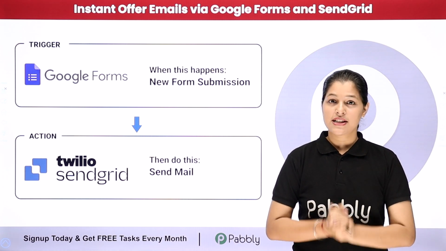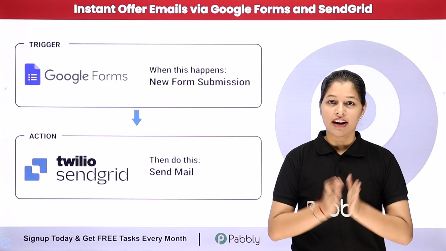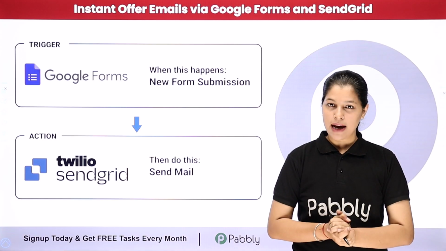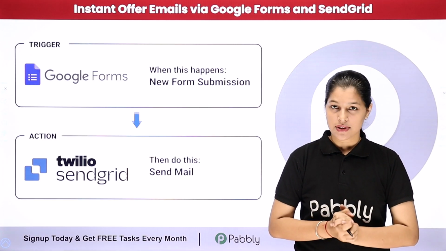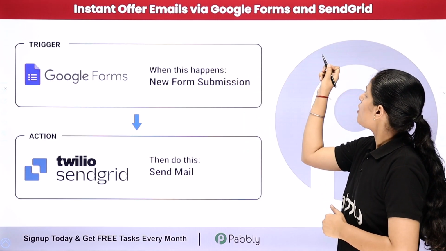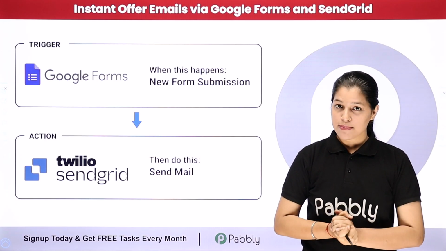Picture this scenario. Someone just filled out your Google form and they instantly receive an offer email right on their Gmail. Sounds cool, right? So hello everyone, welcome to Pabbly. In this video, we are going to learn how to send instant offer emails via Google Form and SendGrid, and we are going to build this automation by using Pabbly Connect.